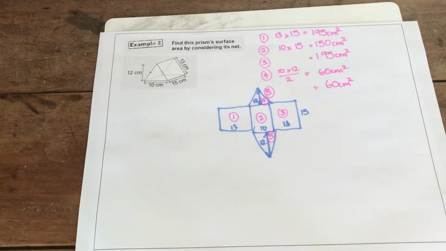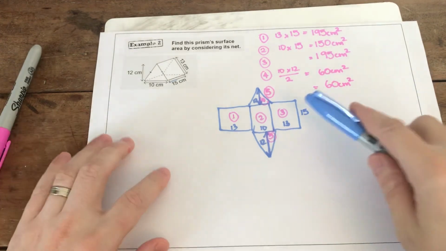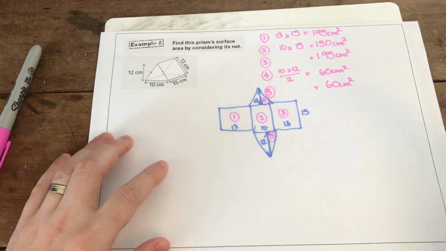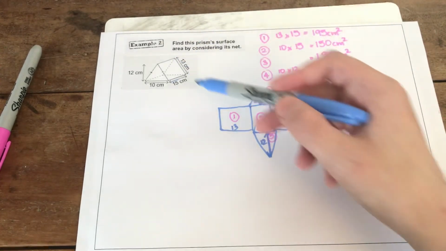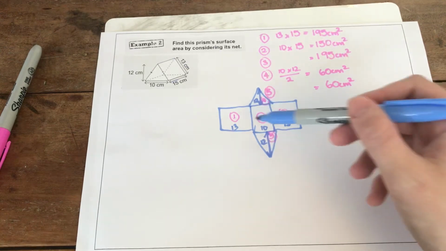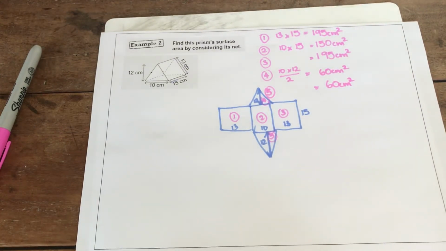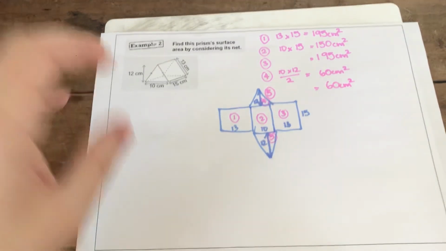Now, it must be noted at this point, these 2 are the same. That doesn't happen in every triangular prism, so you've got to be aware of that. But if you follow the same steps of breaking down the prism into a net and then working out the area of each shape, you'll still get the right answer.